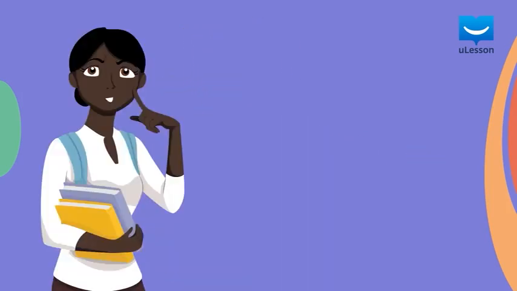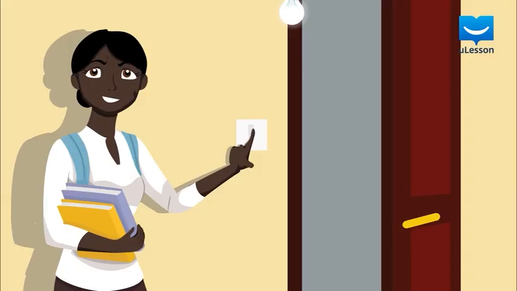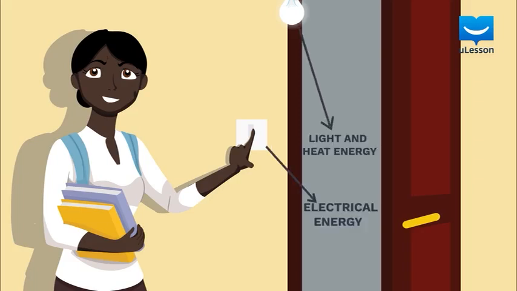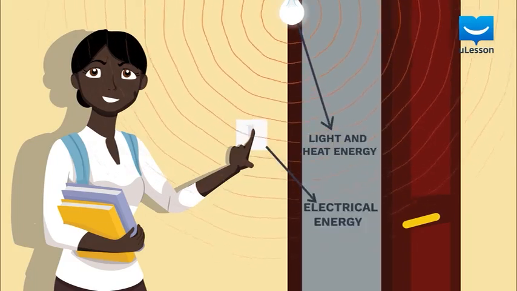Now, you may be asking, how does that work? Let me give you an example to illustrate. Now, I enter my room, and I can see that the room is dark. So what do I do? I put on a light bulb. Now, what I'm doing is converting electrical energy to light and heat energy.